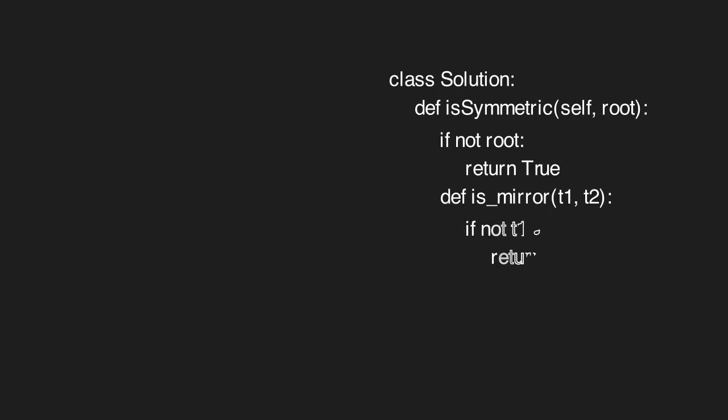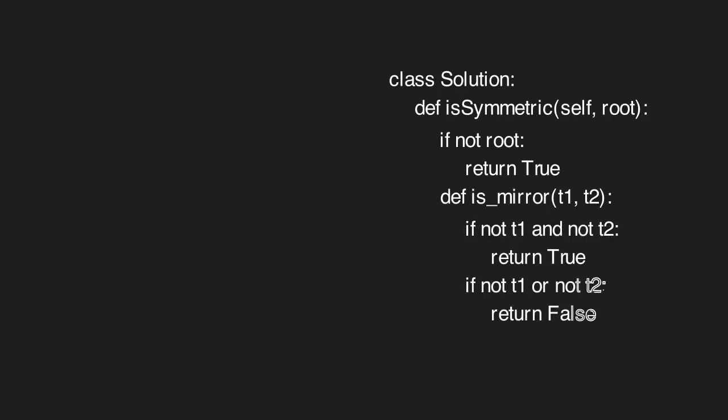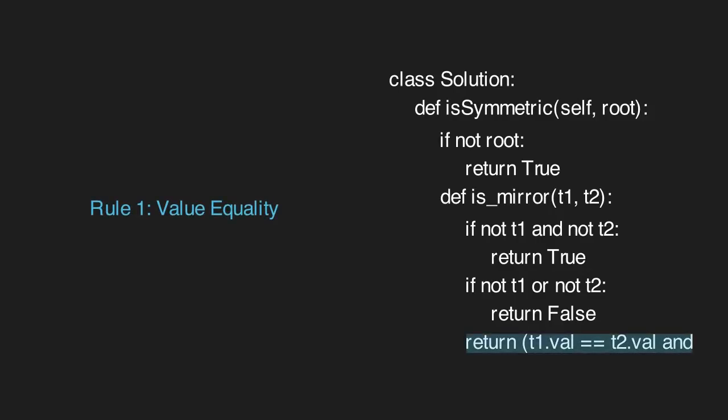Next, nested within our main function, we define the recursive helper function is_mirror, taking parameters t1 and t2. We immediately implement the two base cases we derived to protect our recursion. First, if not t1 and not t2, we return true. Second, if not t1 or not t2, we return false. Note that because the first statement catches the double null scenario, the second statement strictly catches the asymmetric single null scenario. If execution passes both base cases, we are mathematically guaranteed that both T1 and T2 are valid nodes.